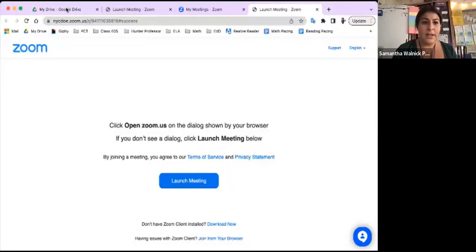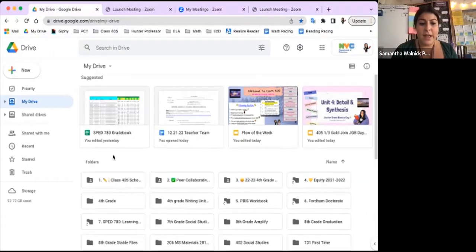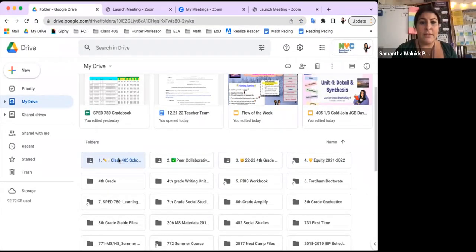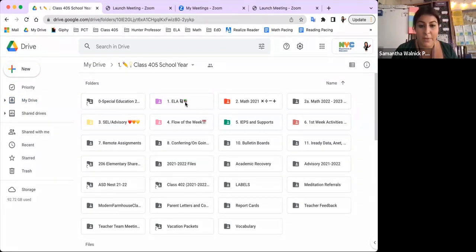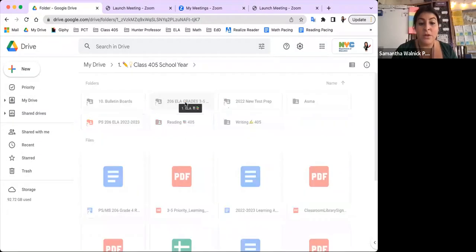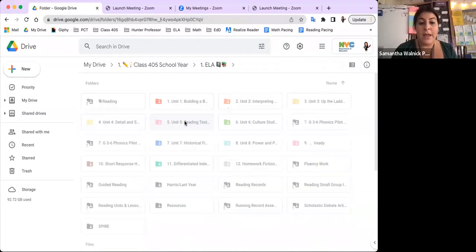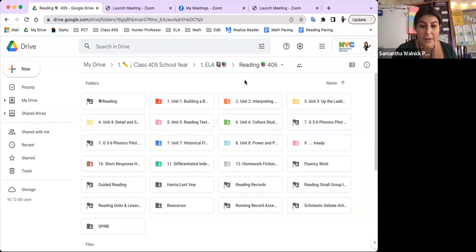So today I'm going to be focusing on running records, because that is one area where we can always use support to help assess our students' reading levels. I'm going to share my screen and show you a couple of things about running records. First, I'm going to go into my drive, where I have access to the running record. I'll be able to share this with you in an email. Okay, so I'm looking for my folder.